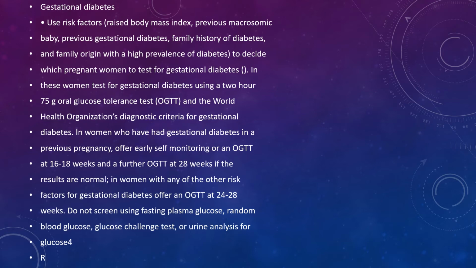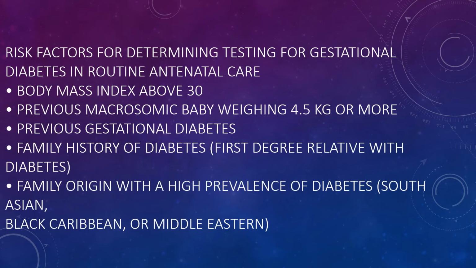In any other women who have other risk factors mentioned before, such as raised body mass index, previous macrosomia, or family history, screening for gestational diabetes starts at 24 weeks and can be repeated at 28 weeks if it is negative. Do not screen for gestational diabetes using fasting blood glucose, random blood glucose, the challenge test, or urine analysis for glucose. If we suspect or want to diagnose gestational diabetes, we should perform an oral glucose tolerance test.